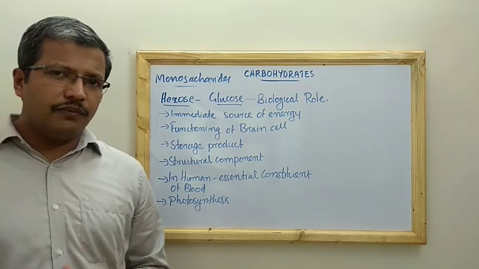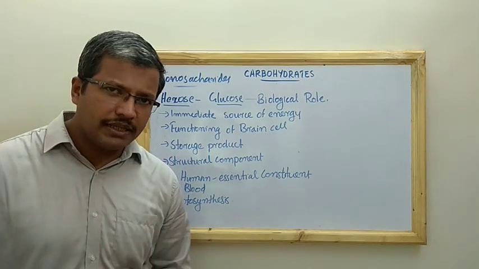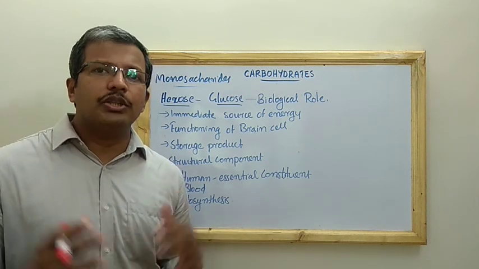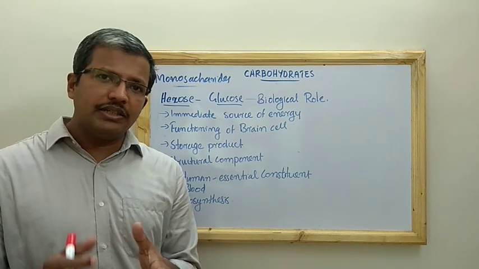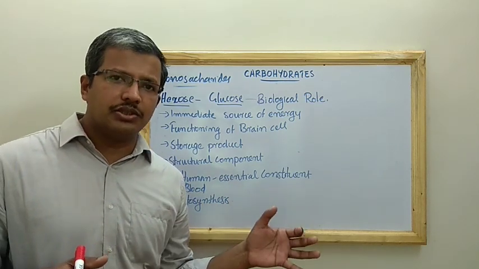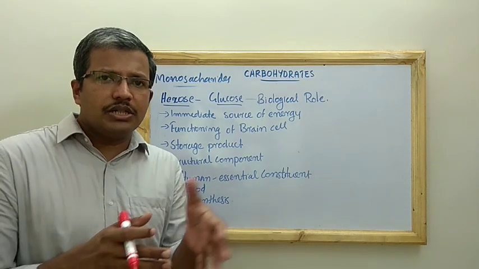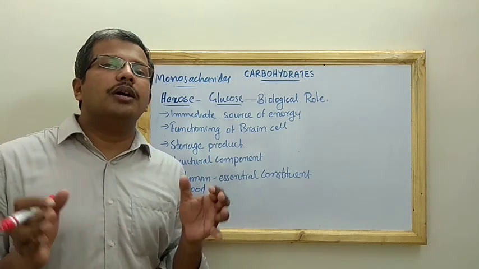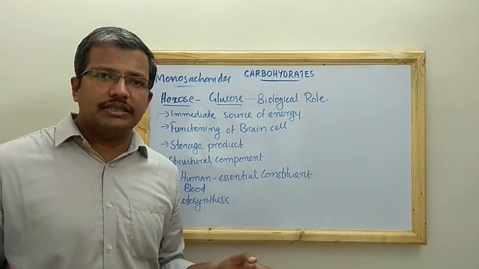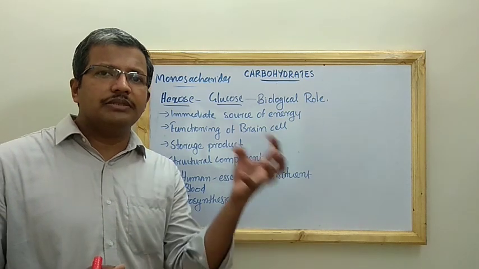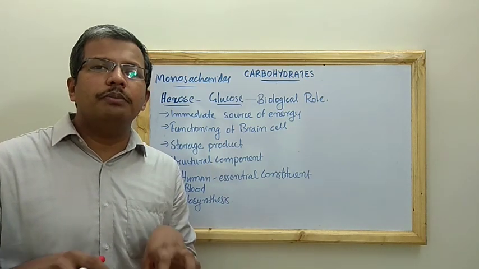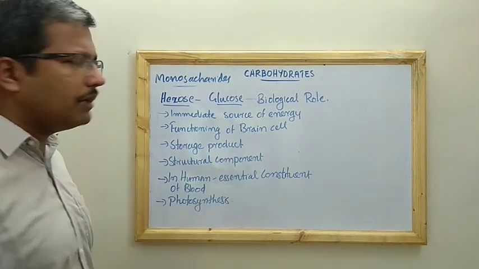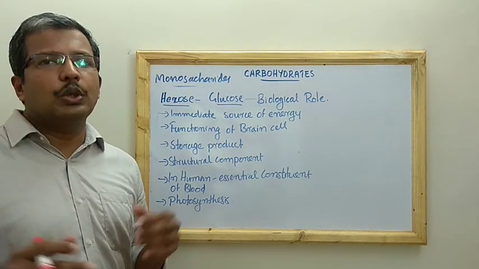And now, last, we know that photosynthesis happens in plants. The ultimate product of photosynthesis is glucose, which will be converted to sucrose and then transported, and then stored in the form of starch. So the main product of photosynthesis is glucose, and that is the main carbohydrate resource for every organism. Photosynthetic organisms are producing glucose, which forms the basis of energy for every organism living on Earth. So those are the major biological roles played by glucose.